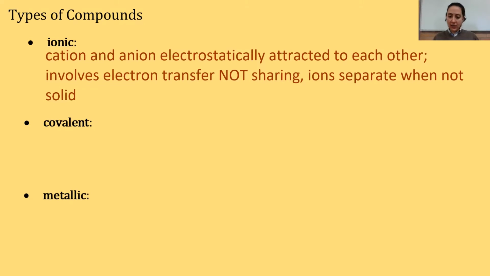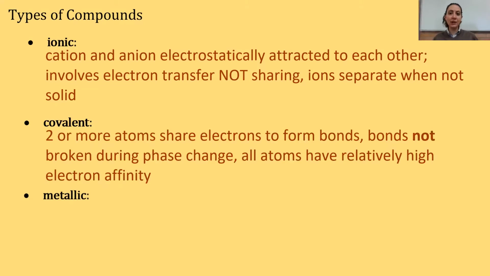Okay, covalent is when two or more atoms share electrons to form bonds. These bonds are not broken during phase changes. So like water, for example, when water evaporates, it's still water, still H2O. And they tend to all have a lot of high electron affinity, all the atoms in covalent molecules. So they tend to be on the upper right side of the periodic table overall. Metals, not so much, because they have much lower electron affinities. So it's easy for them to just give away their electrons, and it's easier for non-metals to just snag their electrons because they have a higher electron affinity.